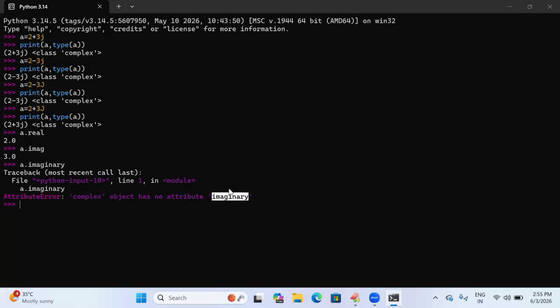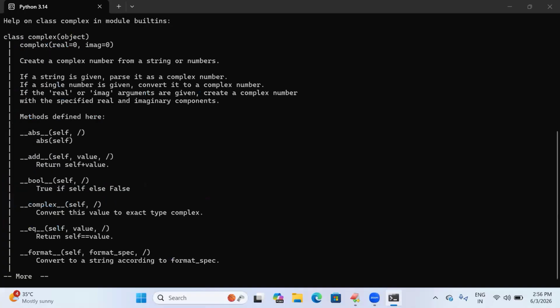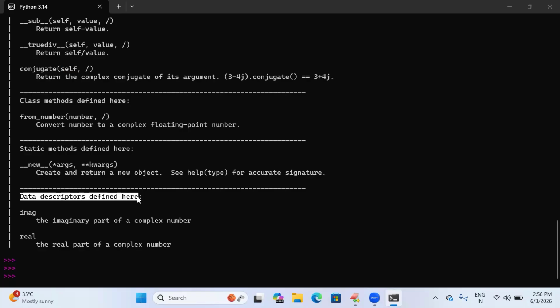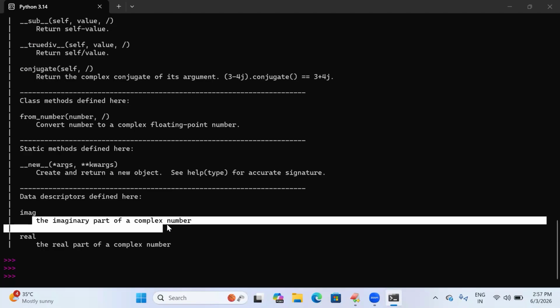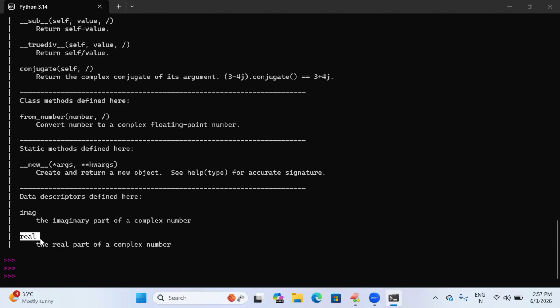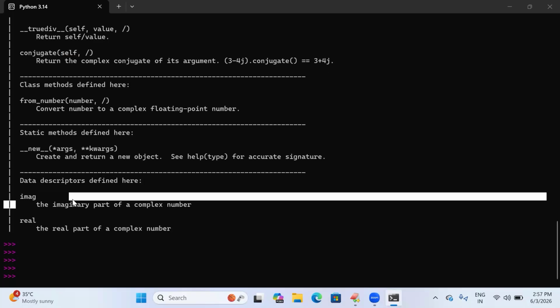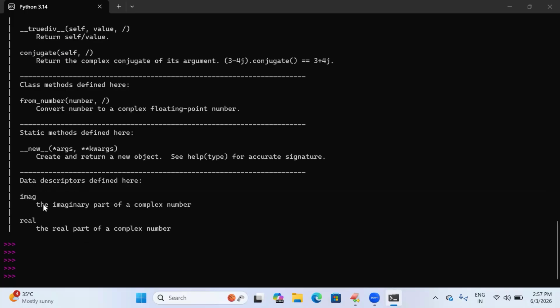So how can we know whether an attribute is there or not? How to know that real and imag are there or not? Help command, help of complex. If I execute this, data descriptors are defined here. So imag, the imaginary part of a complex number. Real, the real part of a complex number. We have imag, right? There is no imaginary. So that is the reason we got an attribute error. There is no attribute called imaginary. We have only imag. We have only real.